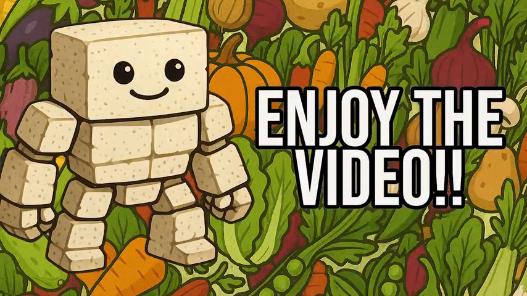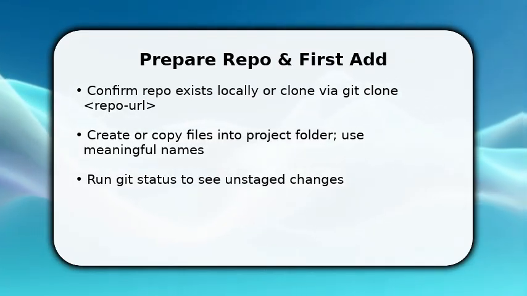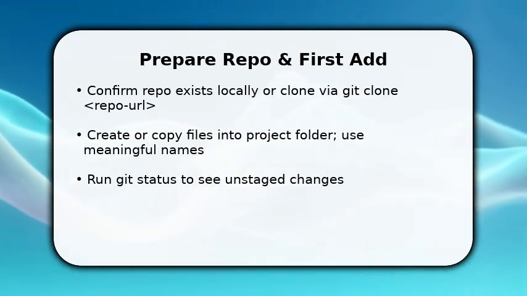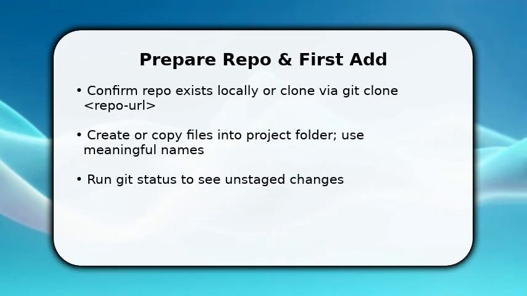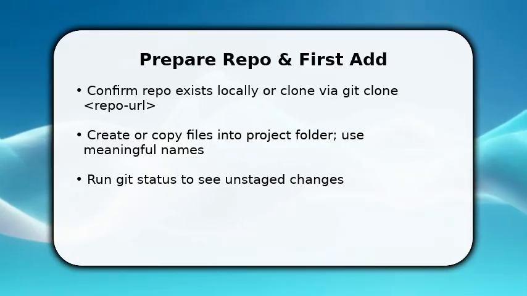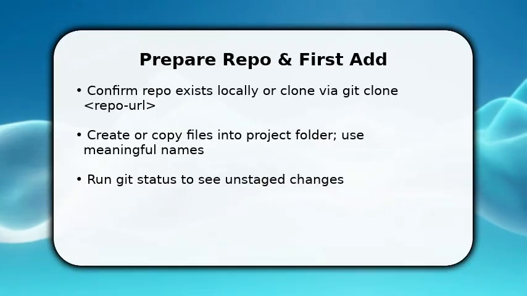Please enjoy the video. You'll start by ensuring the repository is accessible and files are in the right place. Once you clone or open the local repo, add or create the files you want tracked. Make sure to run git status so you can see untracked items. Then stage the first files with git add file or git add. For multiple files, this marks them for commit.